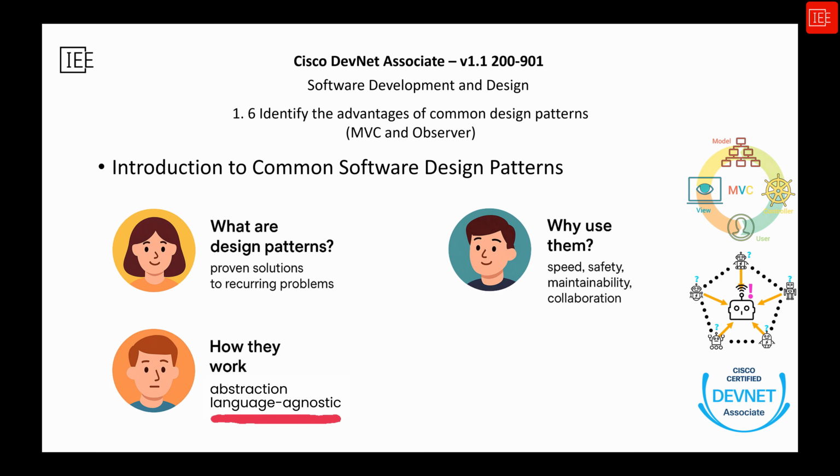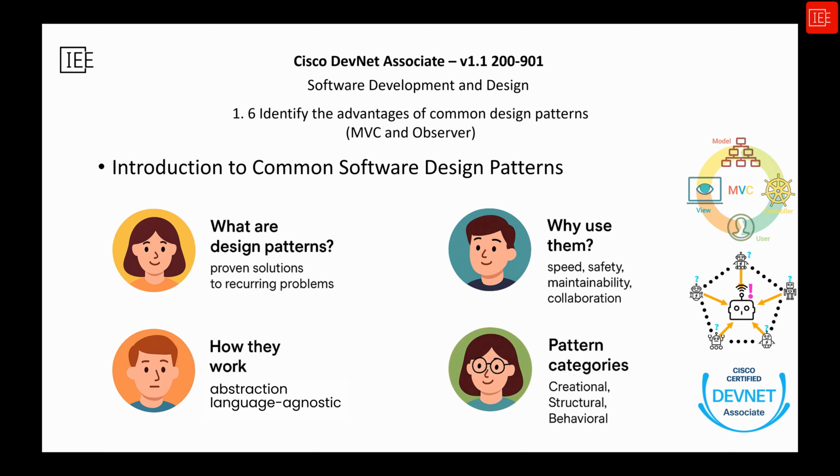Whether you are programming in Python or Java or JavaScript or whatever the language may be, the underlying logic of the pattern remains the same. They don't dictate exact code, but instead provide a structure that guides how you approach design decisions. So, design patterns are usually divided into three main categories. These are creational, structural, and behavioral.